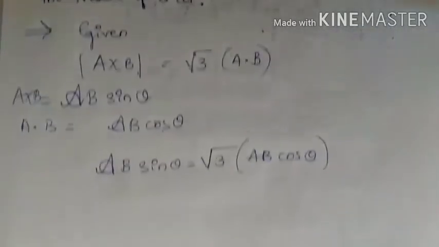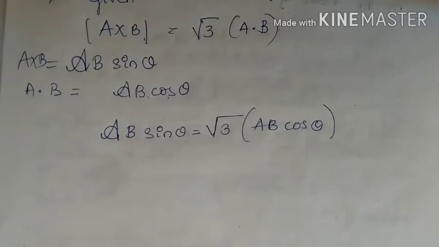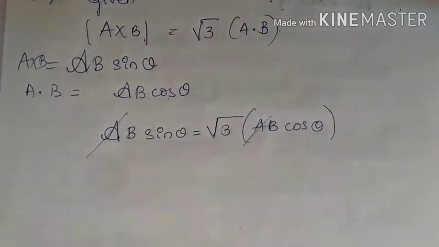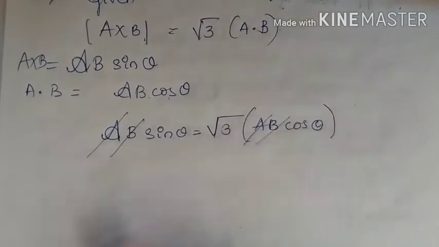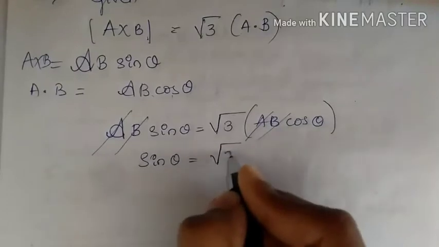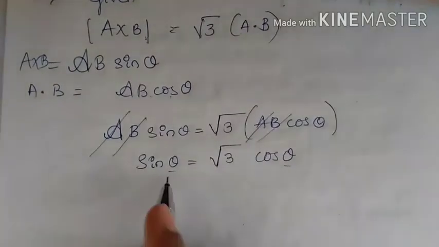So cancel out the terms which are cancelable. Whichever terms get cancelled, cancel them. So A will get cancelled, B will get cancelled. What remains is sin theta is equal to root 3 cos theta. What do we need to find? We need to find theta. There are two thetas, so convert this to only one theta.